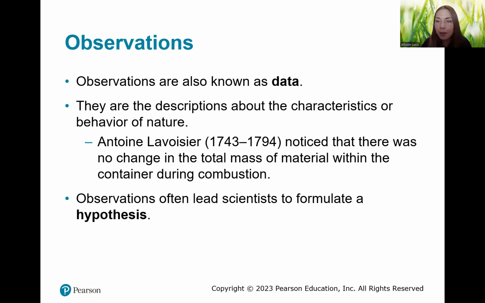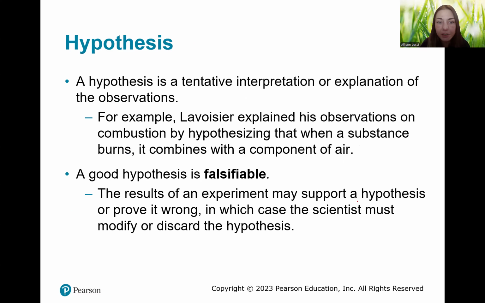So now that we know what observations are, we can formulate, after multiple observations, a hypothesis, right? We usually don't just see something one time and say, okay, we think this is why this happens, but over time, you see these observations, they can lead to what we call this hypothesis, this interpretation or explanation for our observations. And note that there's specific examples here given with Lavoisier.